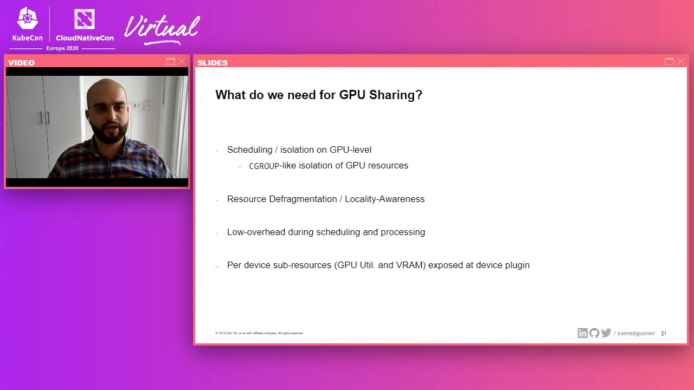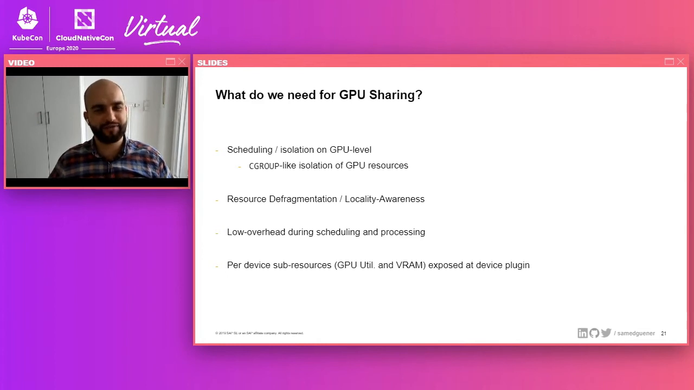So now, what do we really need to run GPU sharing in production? We need isolation on GPU level. The GPU device driver should offer an API to specify VRAM and GPU cost constraints per process, like we have in cgroups for CPU and memory. At the current point in time, NVIDIA doesn't support any solution with regards to that. As we discussed before, regarding resource fragmentation, we need a device plugin which is able to manage sharing of multiple GPUs on one node by being locality aware and avoiding overcommitment of GPUs.